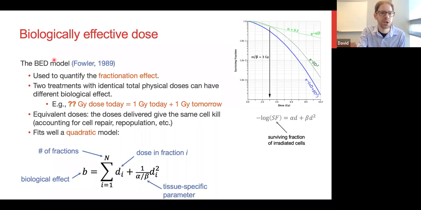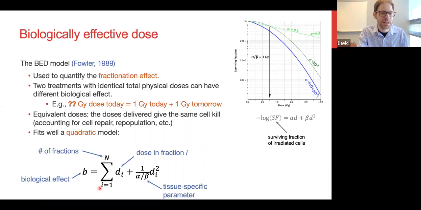BED stands for biologically effective dose. And what this model states is that the magic number to put here is based on the simple quadratic formula. So this biological effect B is the total physical dose. Here we are summing over all the fractions, and n is the number of fractions. D sub i is the amount of physical dose we deliver in fraction i. In this case, n is equal to 2, so D sub 1 is 1, D sub 2 is also 1. So this is the total physical dose.